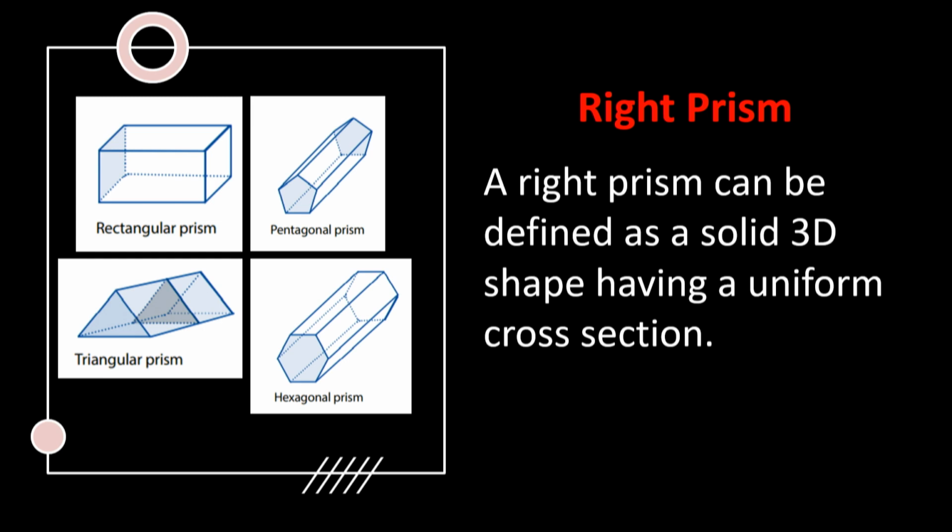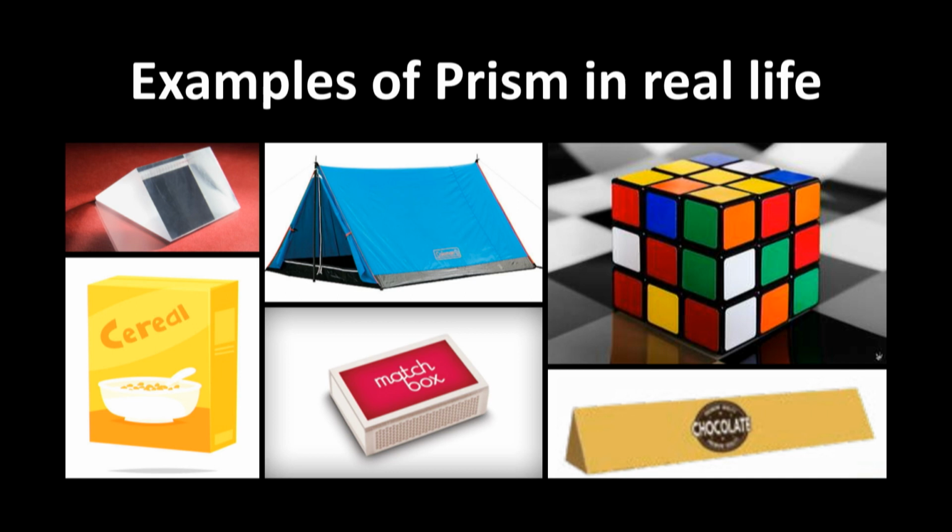You can see in the pictures that we have different types of prism. We have a rectangular prism, which is in fact a cuboid, and you have already learned about cuboid in grade 8. Then you have a triangular prism. You also have a pentagonal prism and a hexagonal prism. Let us have a look at examples of prism in real life. You can see boxes of cereal, matchbox, chocolates, and so on.